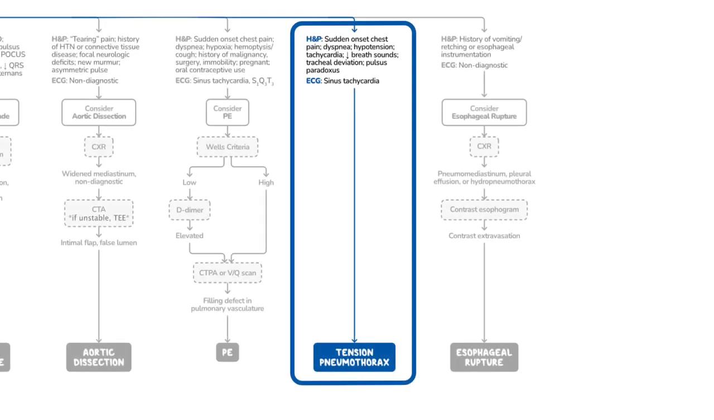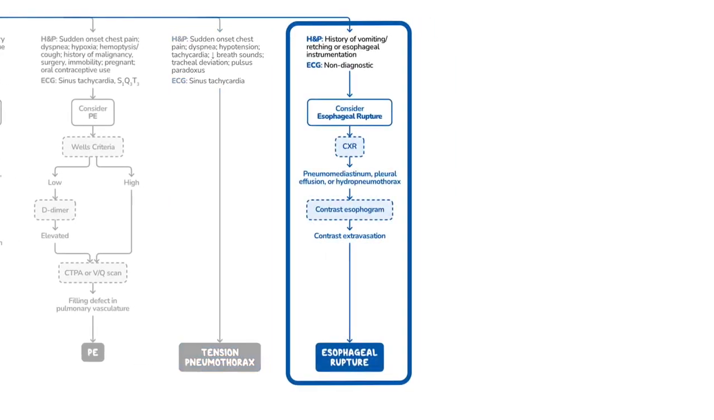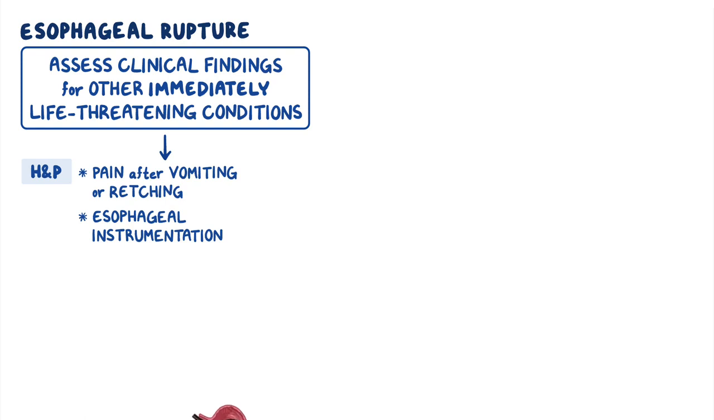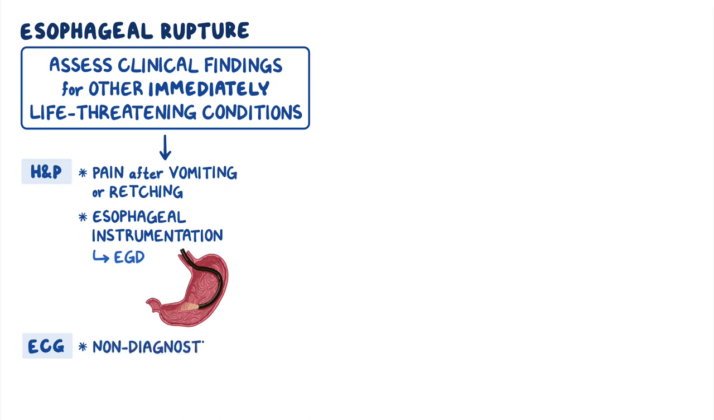So, we've talked a lot about important cardiac and pulmonary issues, but don't forget that gastrointestinal pathology can also present with chest pain. You should consider esophageal rupture in a patient whose chest pain developed after vomiting or retching, or undergoing esophageal instrumentation like an esophagogastroduodenoscopy or EGD. The ECG is typically non-diagnostic.